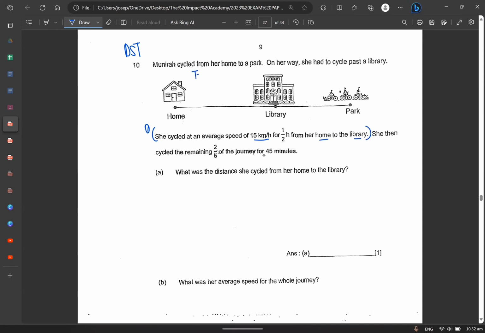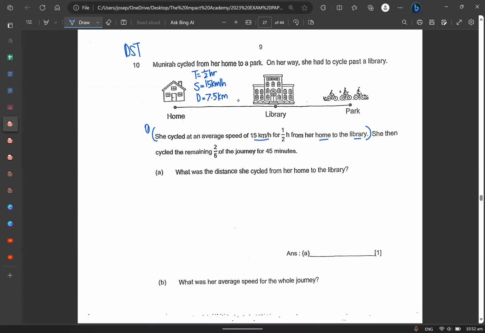So we know that the time over here is half an hour, and the speed is 15 kilometers per hour. So naturally, you should find your hidden information, which is the distance. That basically means 15 times half. If you're wondering why 15 times half, it's because distance is speed times time. That is the formula you need to remember. So this is 7.5 kilometers.